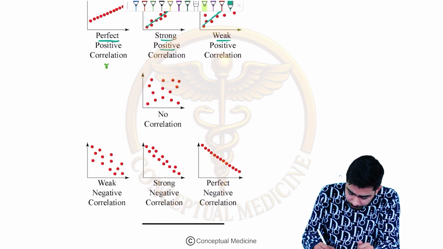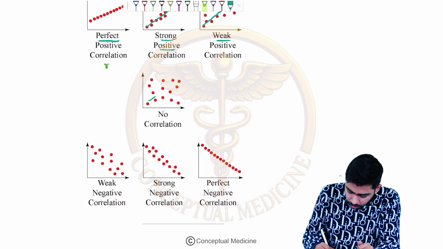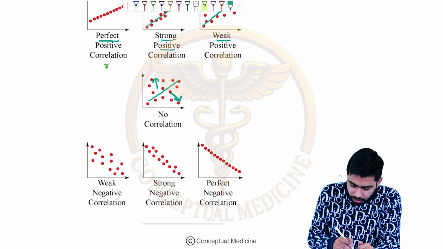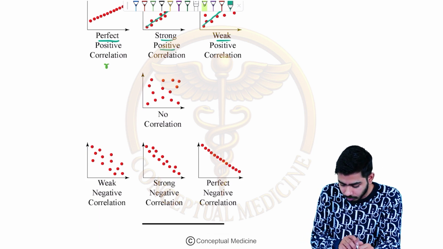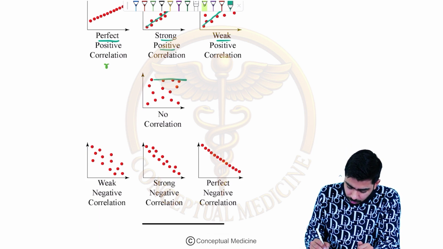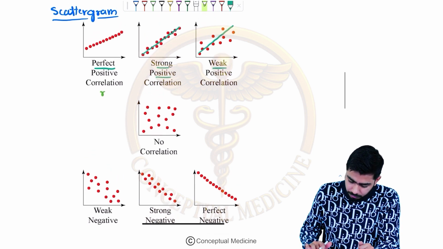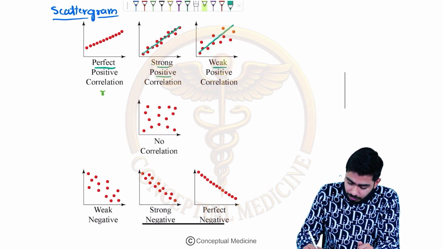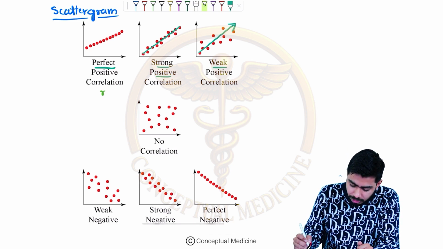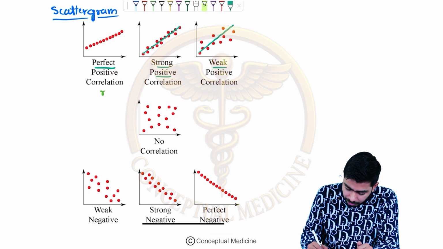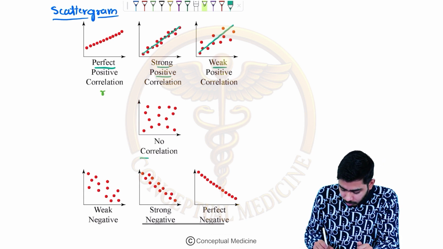If I am drawing the line, I am not able to draw the line over here because an equal amount of scatters are present over there. We can draw the line like this also, we can draw the line like this also. There is no direction. For example, here we still had the direction, like this, isn't it? But here we are not having the direction, so that's why there is no correlation.